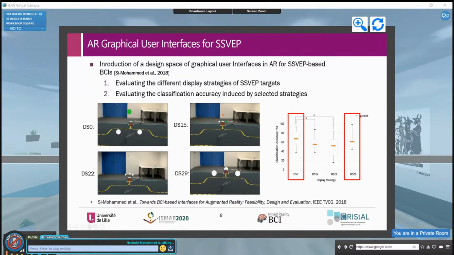Interestingly, what we noticed here is that there was a significant impact of the display strategies on the classification accuracy, but mainly regarding the size of the targets. And we also noticed that there was no significant difference between the classical display strategy, which consists of displaying the targets in the center of the field of view of the users, and the one that was rated as the most intuitive by the users, hence suggesting that there is a very interesting trade-off to find between how intuitive a graphical interface is and how strongly the BCI response is elicited.